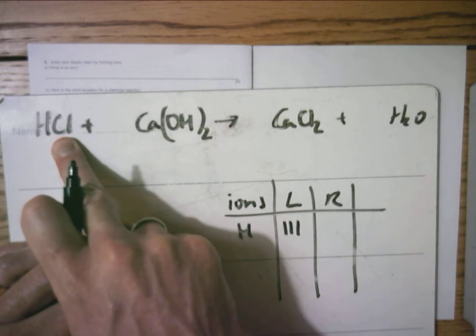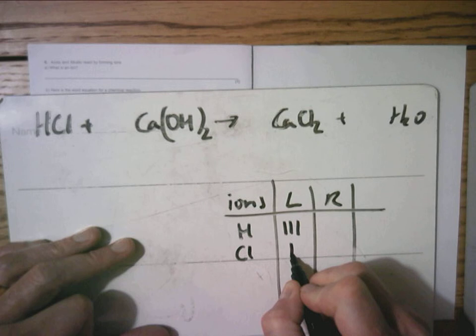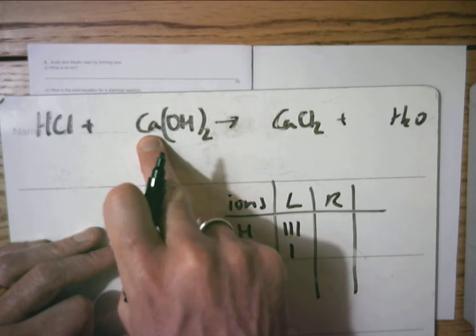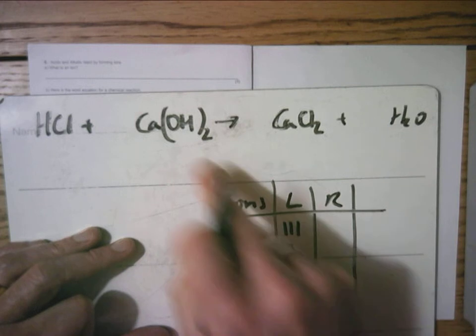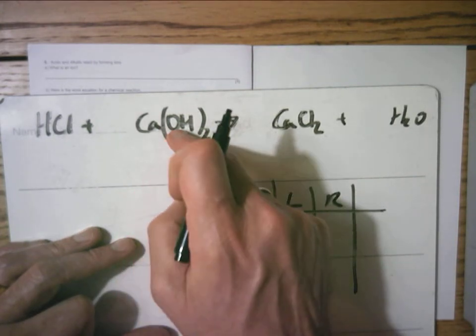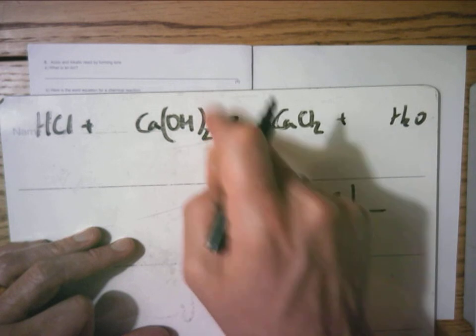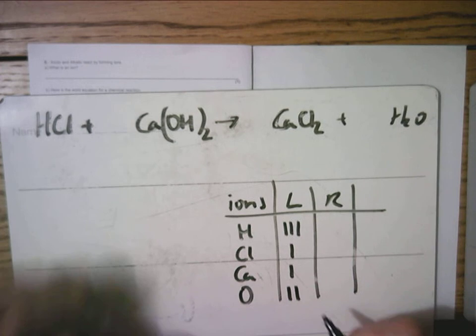Chloride ions. Let's look. I've got Cl, I've got 1 there. Calcium. How many calciums? I've got 1 on the left hand side. And now I'm going to look for oxygens. Well, it's an OH, so there's 1 inside the bracket, but I've got 2 of everything inside the bracket, so it's 2 times 1. I've got 2 oxygens.